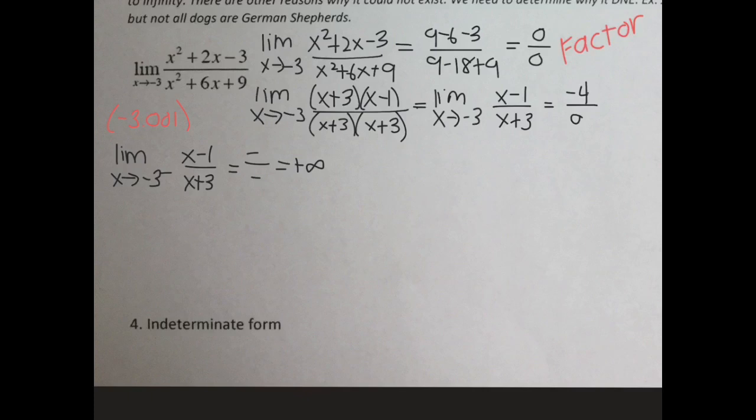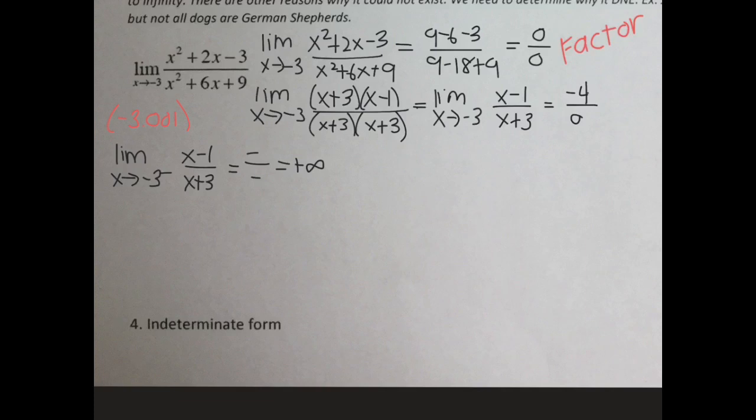And honestly, all I care about are the signs. So when I plug in -3.001 on the top and I subtract 1, it's going to be negative. And when I plug it in on the bottom, it's still going to be negative, which means that overall I'm going to have a positive infinity.